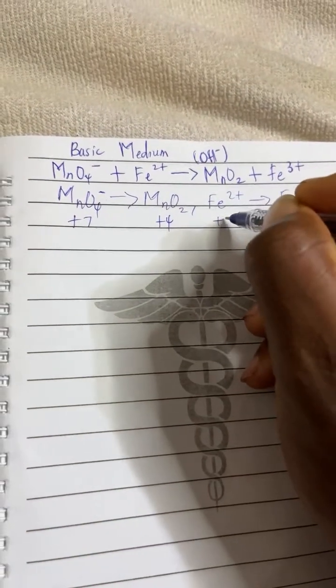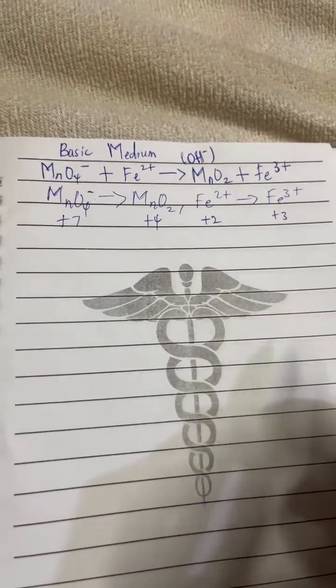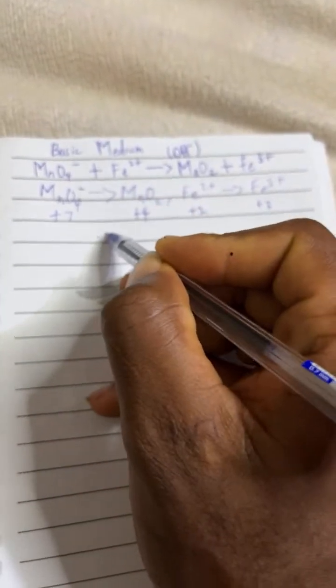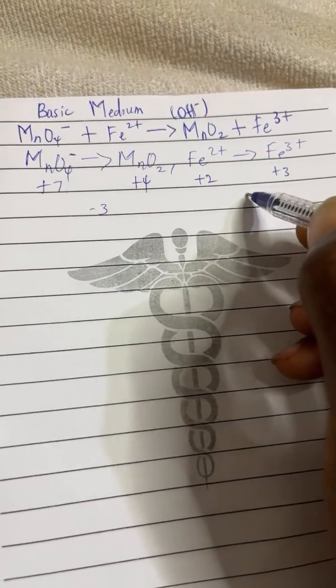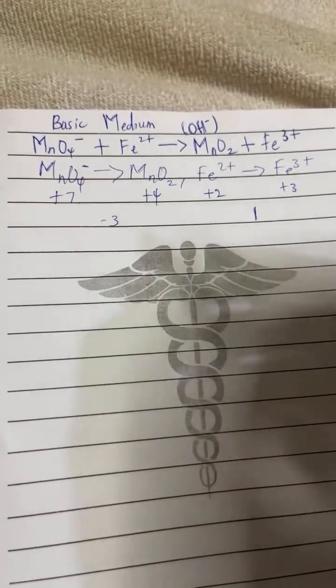So Fe2 plus is +2, Fe3 plus is +3, right? So you do your product minus reactant now. 4 minus 7 is what? -3 now. -3, right? 3 minus 2 is what? 1 now. You do your cross multiplication now. 1 will multiply this one.